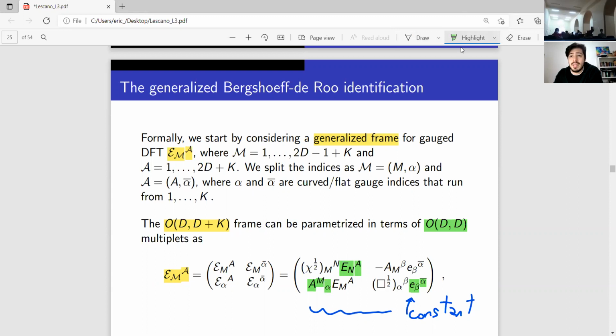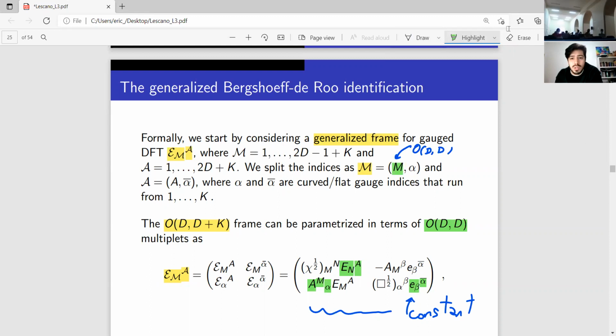So let's try to understand the index decomposition. Our calligraphic index is turning into two indices: an O(D) index, which lies in the fundamental representation of O(D), and this other index, which is a kind of gauge index, a curved gauge index. And the same is true for the flat decomposition. In the flat decomposition, I'm marking both indices.